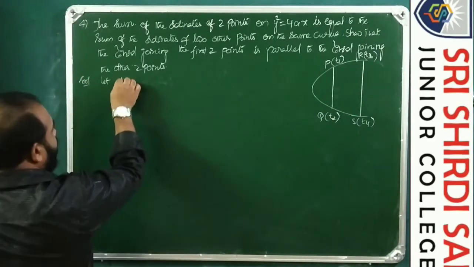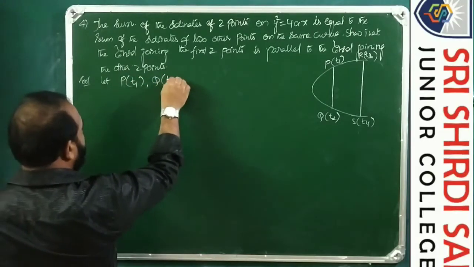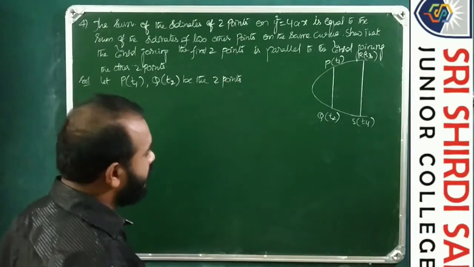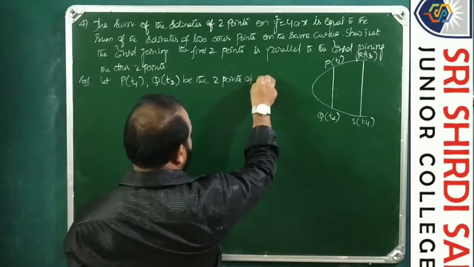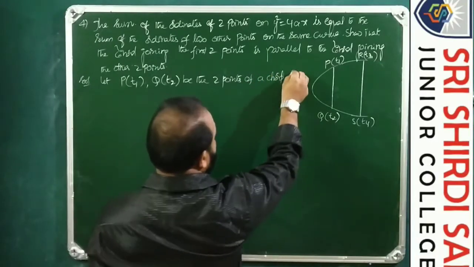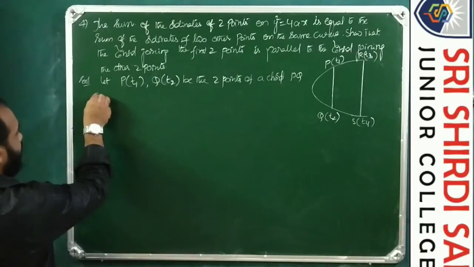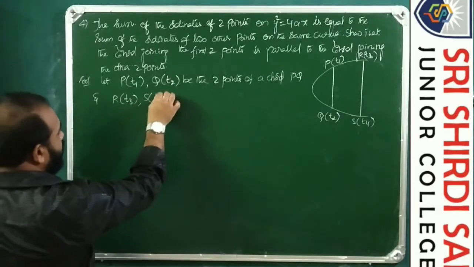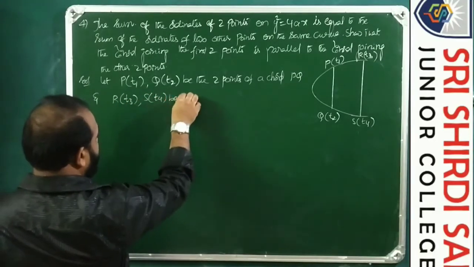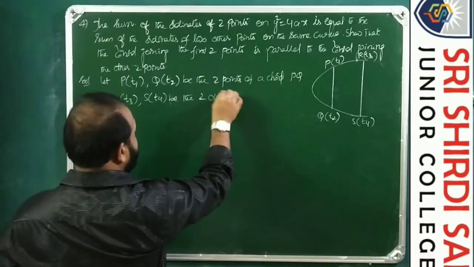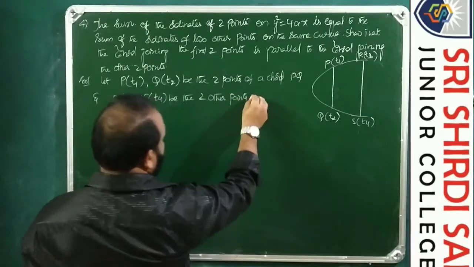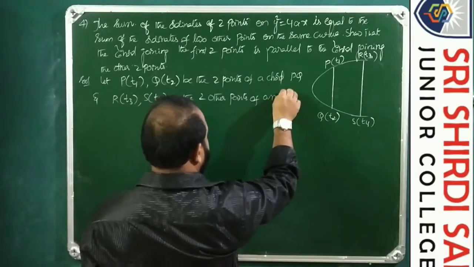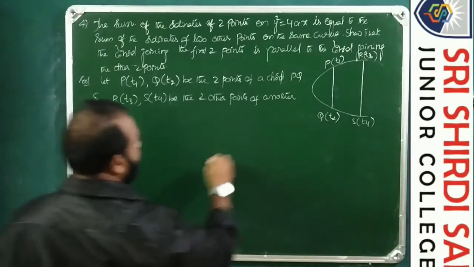So let P(t1), Q(t2) be the 2 points of a chord PQ, and R(t3), S(t4) be the 2 other points of another chord.